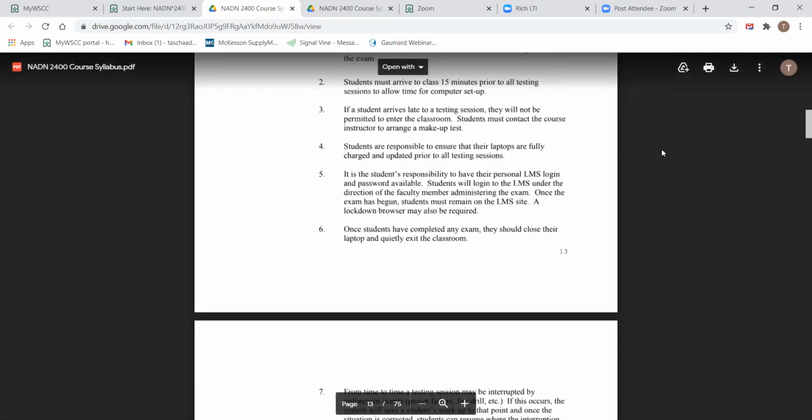It's the student's responsibility to have your personal LMS login and password available. Students will log into the LMS under the direction of the faculty member administering the exam. Once the exam has begun, students must remain in that LMS system. So you're gonna have to stay on Canvas. A lockdown browser, of course, Respondus is what we're gonna be using. That is required when you're testing from home.